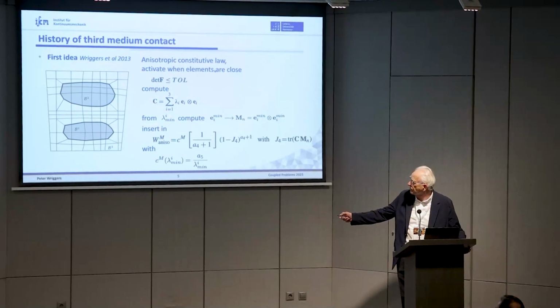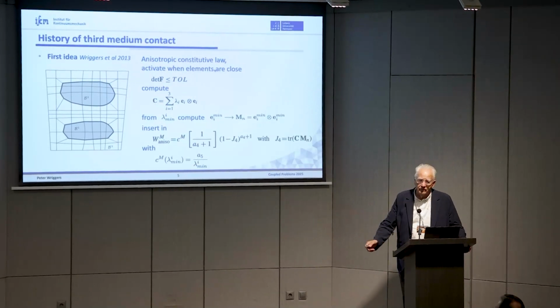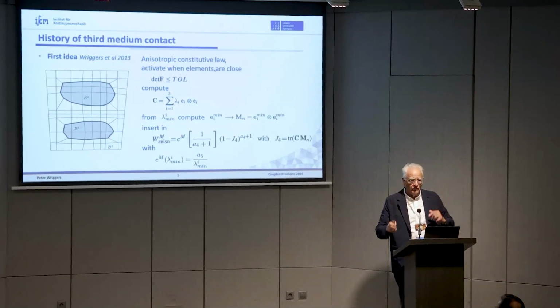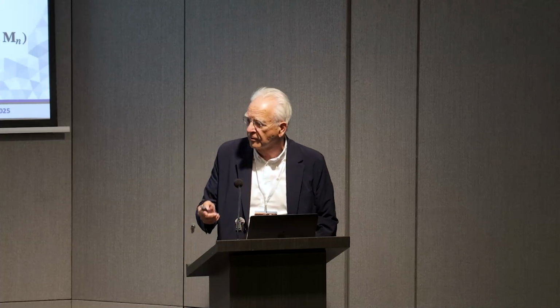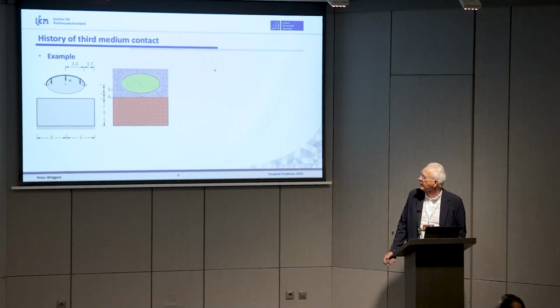And the stiffness relation was something like 1 over lambda. When this thing gets very small, you see that this term gets very large, and we have a very high stiffness of this anisotropic medium. This was done, and it worked. Here's one example from our old paper.